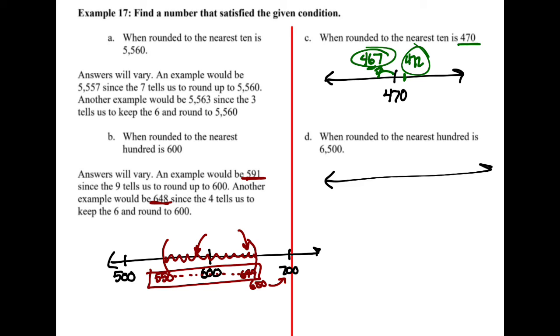Okay? So the last one here, we have 6,500, and we want it rounded to the nearest 100. So our next number down on this side would be 6,400. This number would be 6,600. So we need something that is close to here or close to here. So let's say just a little bit shorter would be 6,490, and a little bit bigger would be 6,511, say.